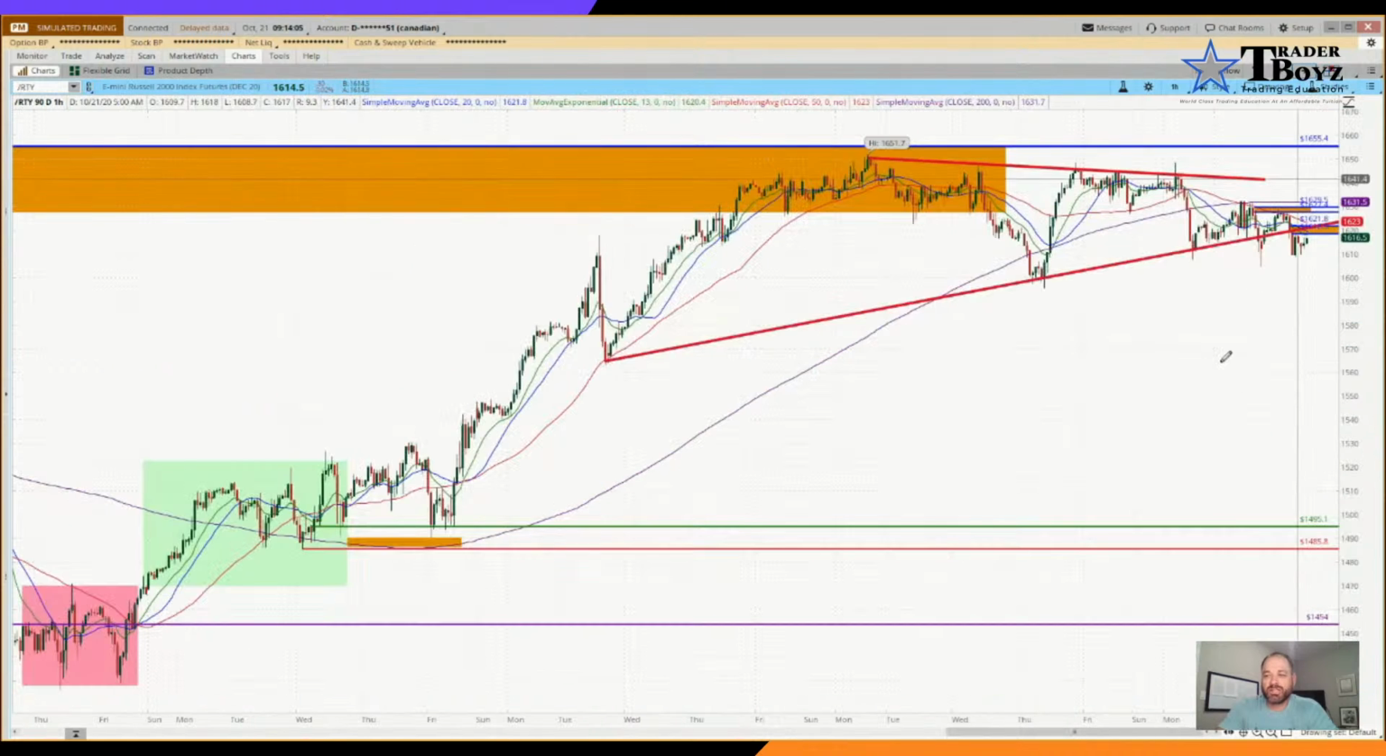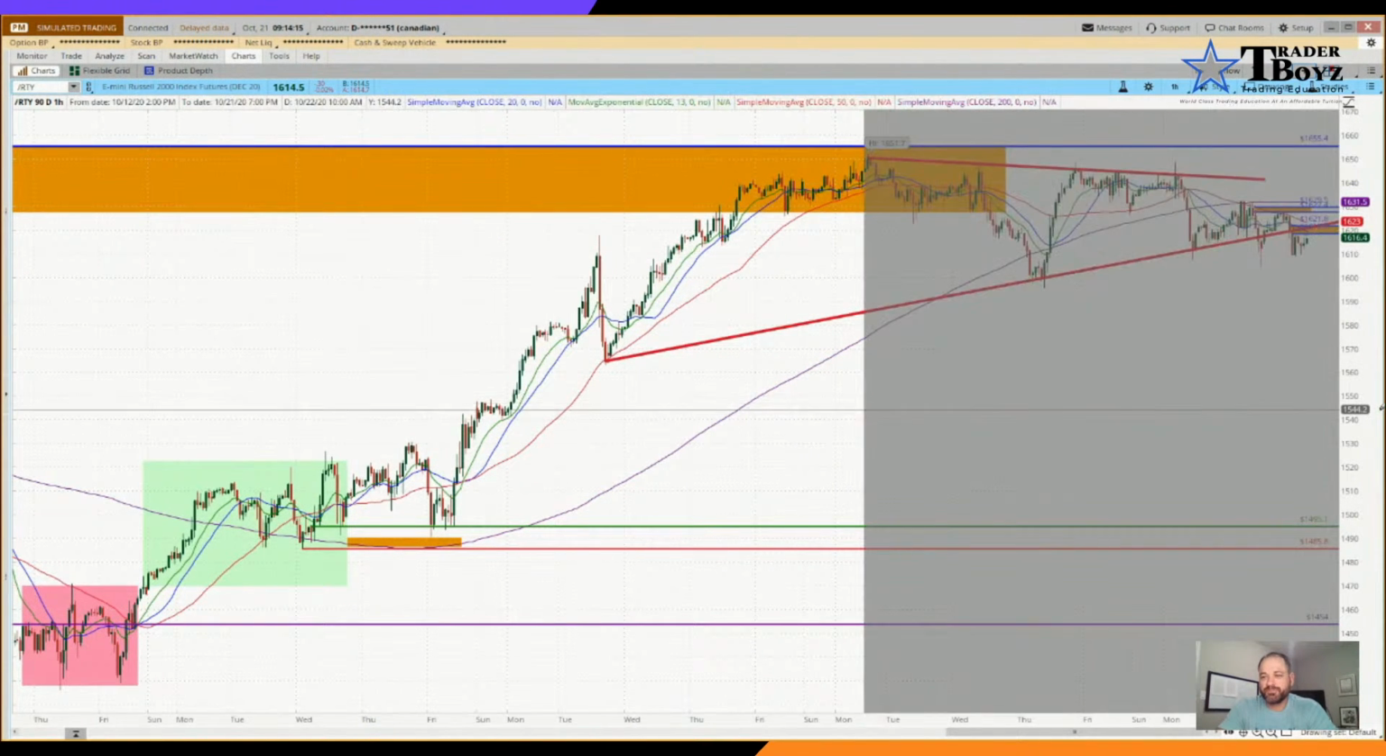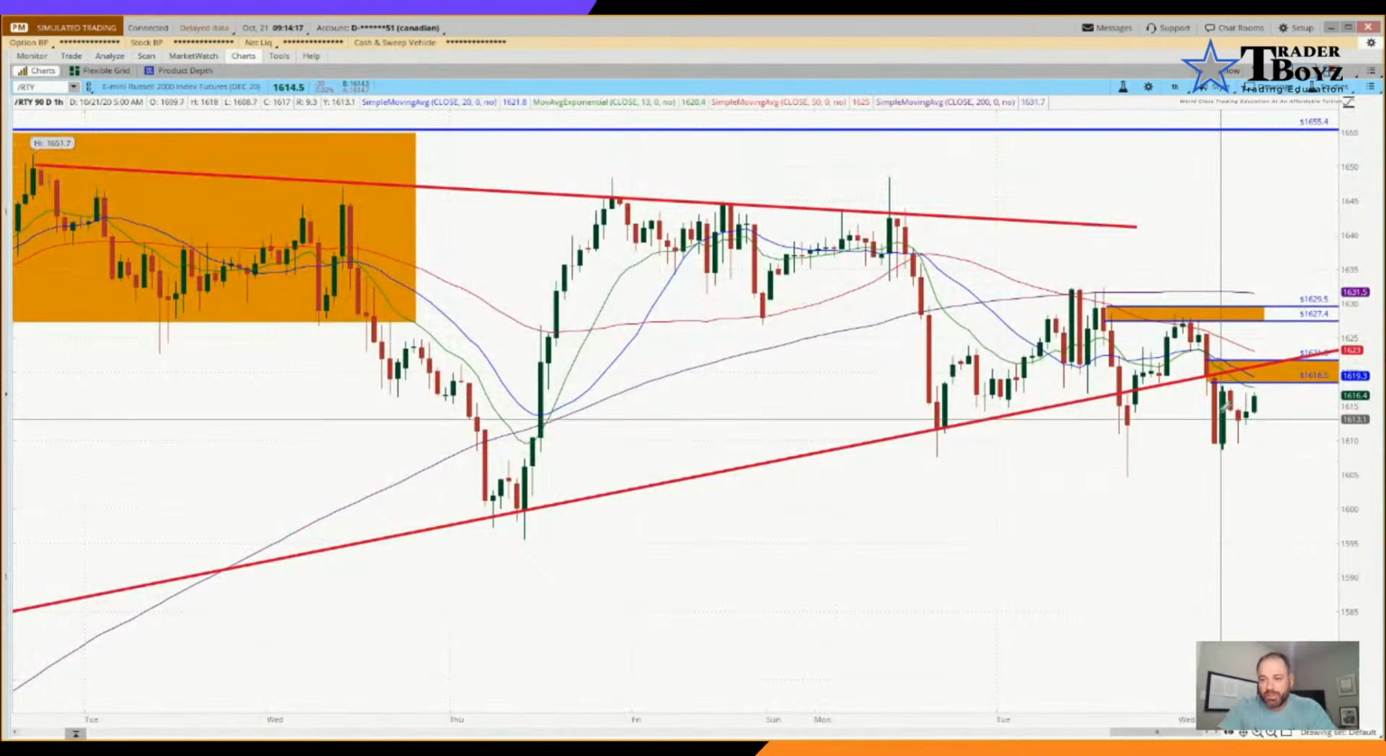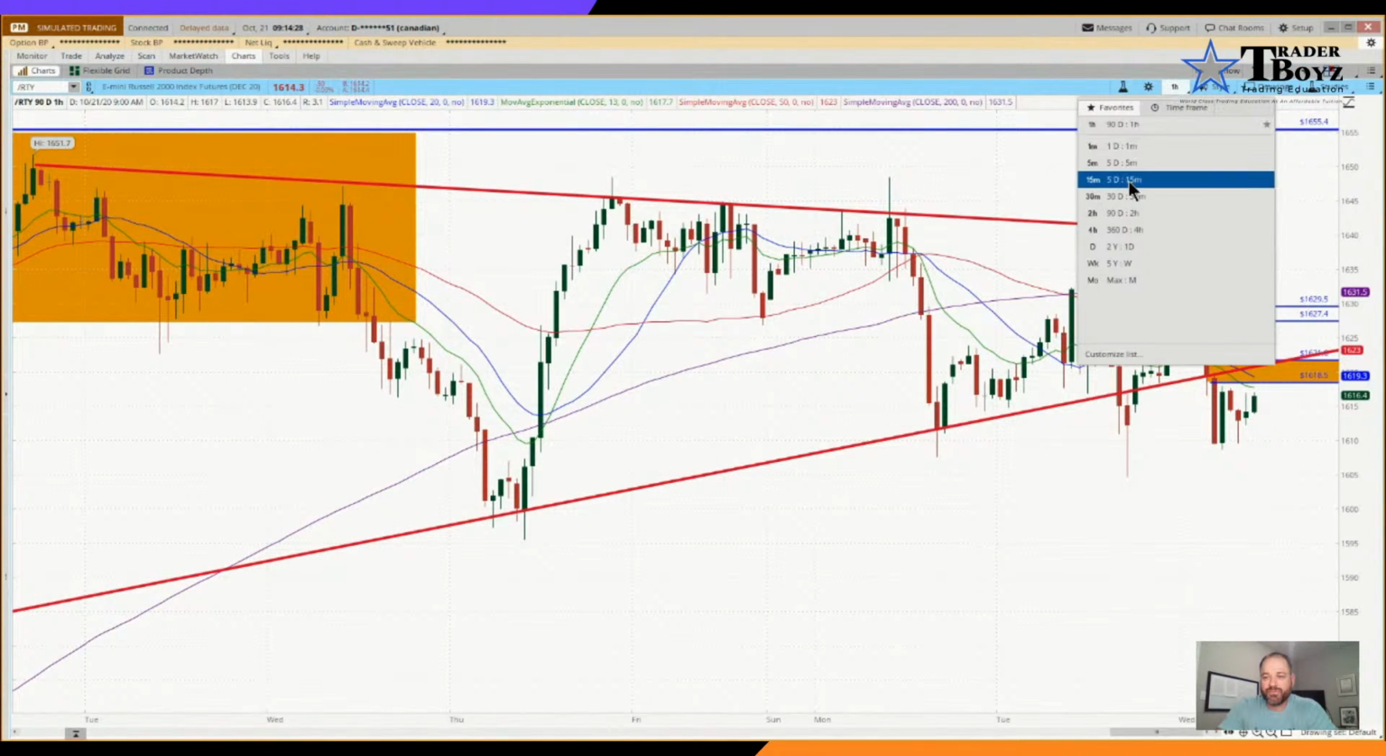Let's jump over and take a look at the Russell 2000. This is a 60-minute time frame. We were in a rising symmetrical triangle here. We broke that lower trend line right in there. Breaking that lower trend line, we're now in a bearish formation. What we're looking at here is coming back up into this area of supply. This is on a 15-minute time frame here, that area of supply.